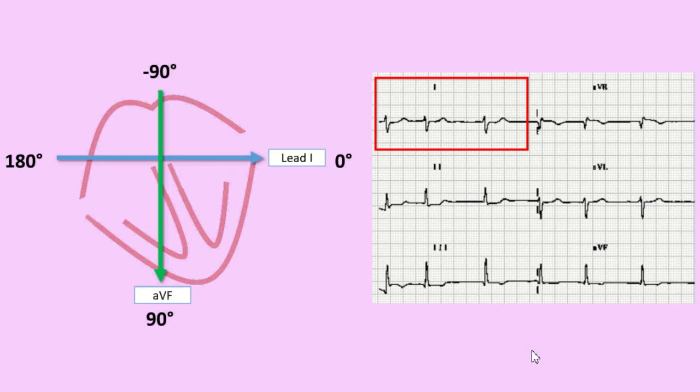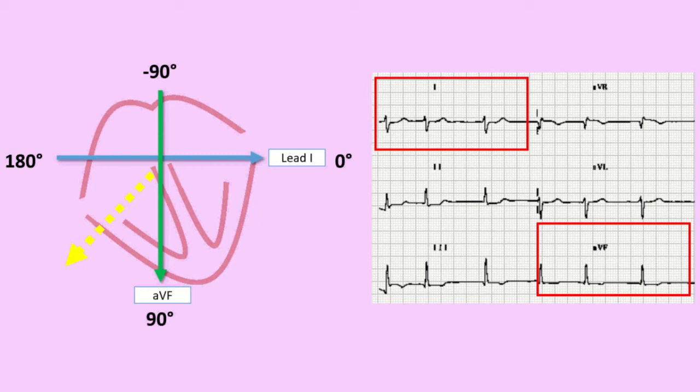To narrow it down further, we look at lead AVF. Is it positive or negative in terms of the QRS complex? Here it's positive. That means our cardiac axis lies on this bottom half of the heart. So combined, our axis is narrowed down to this quadrant here. So for this particular heart and EKG, we have some right axis deviation, since the axis is deviated from its normal of between 0 and 90 to somewhere between 90 and 180.